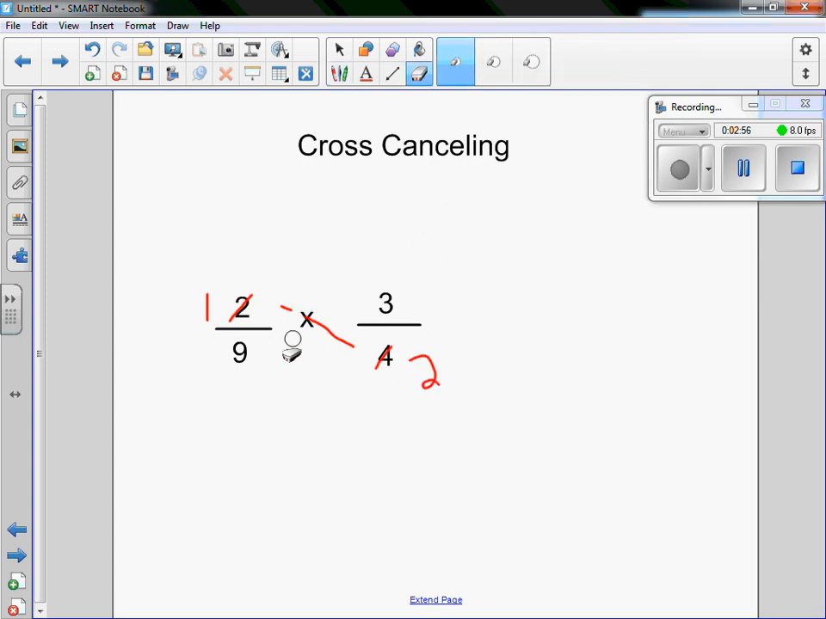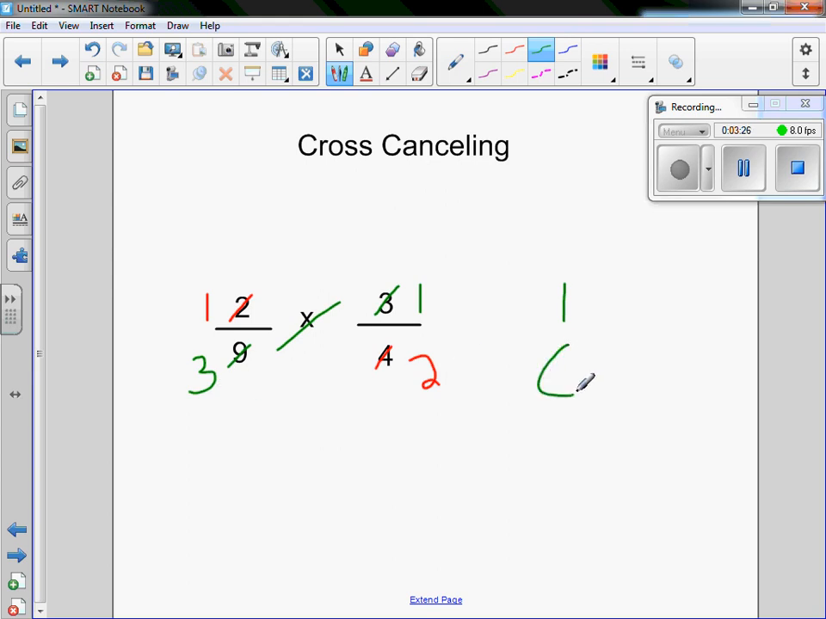Good. Now let's look at our other direction. Let's look over here at our 3 and our 9. 3 and 9, both odd numbers. We notice that 3 times 3 is 9. They're very similar, so we know 3 goes into both of those. 3 goes into 3 one time, and 3 goes into 9 3 times. Then we just multiply straight across. 1 times 1 is 1. 3 times 2 is 6.